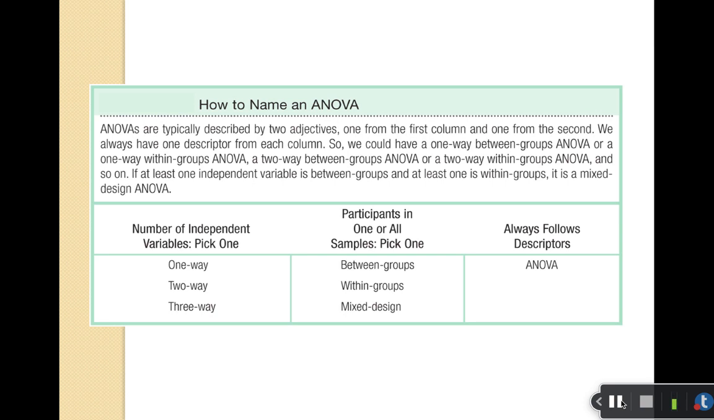So you can imagine a one-way between groups, a two-way between groups, a one-way within, a two-way mixed, and so on and so forth. You can see the different combinations. Hopefully that helps when you're reading a journal article and they're describing an ANOVA, to pick out how many variables they are interested in, and whether the participants are all in one group, or the same group over a period of time, or a combination of the two.